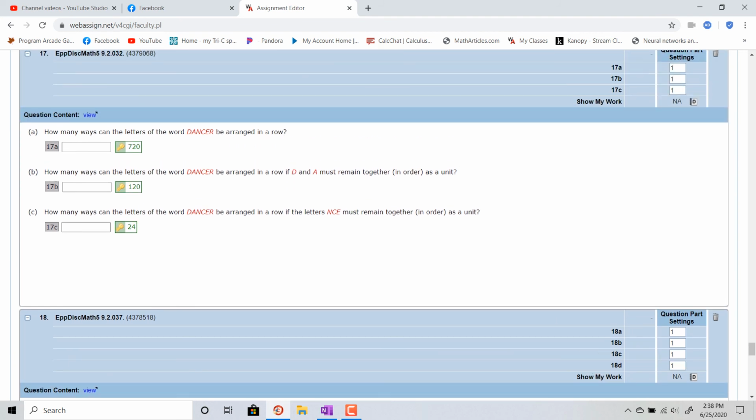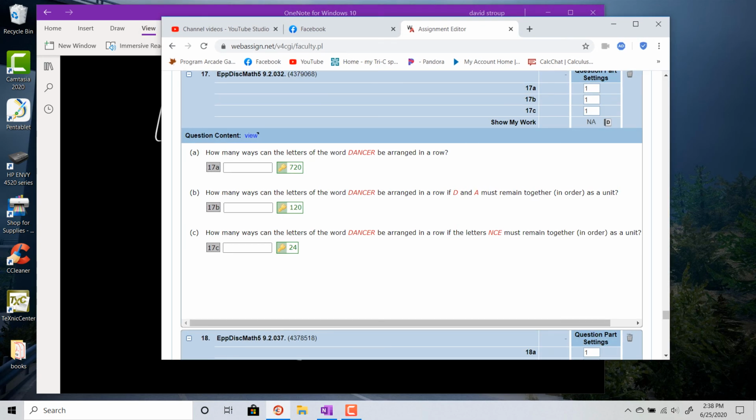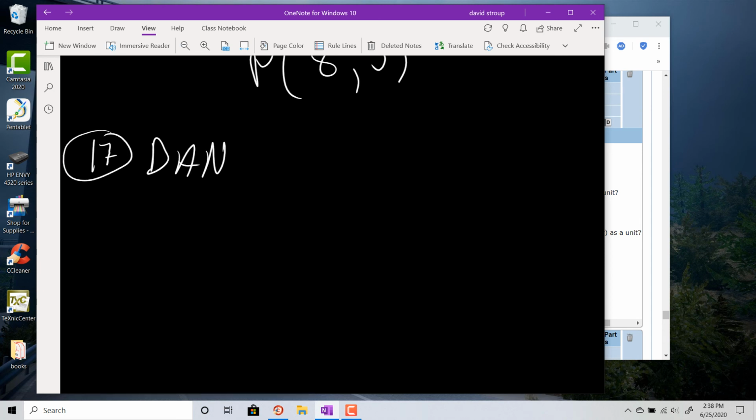Let's try this one here. How many ways can the letters of the word dancer be arranged in a row? This is like 17. We have the word dancer, and there are 1, 2, 3, 4, 5, 6 letters there. So part A is just 6 factorial.